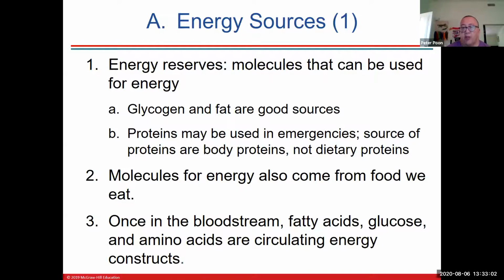The molecules for energy also come from food we eat. Once in the bloodstream, fatty acids, glucose, and amino acids are circulating energy constructs. When we eat dietary proteins, we break them down into amino acids, and they get made into body proteins. When we need them, we try very hard not to break down protein, because one, protein is a hard source to get. Two, if we break it down, we have a lot of toxic byproducts like ammonia that we have to get rid of. So we try to burn sugars and fats first.